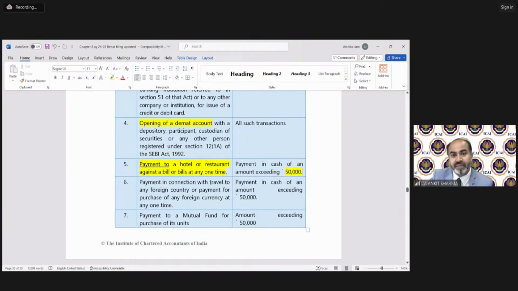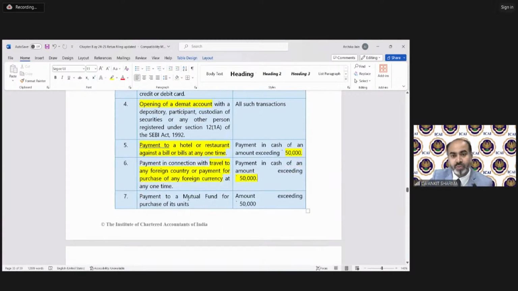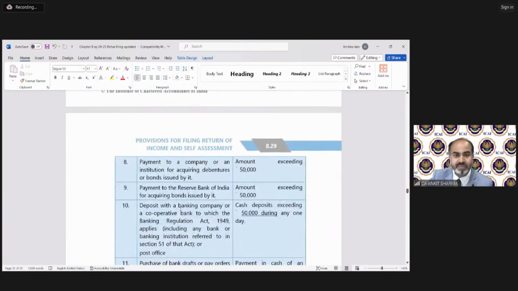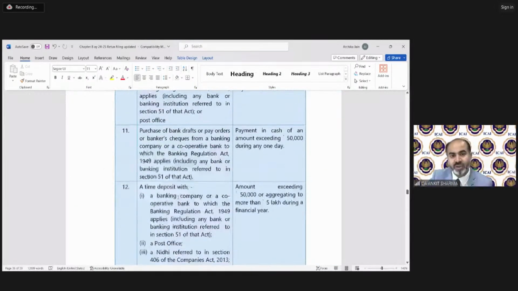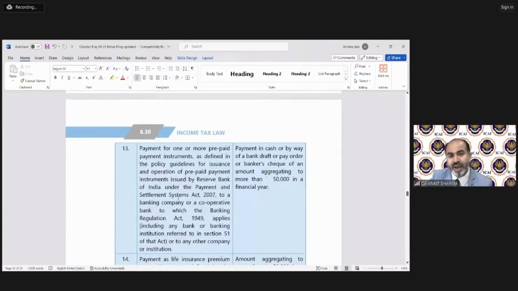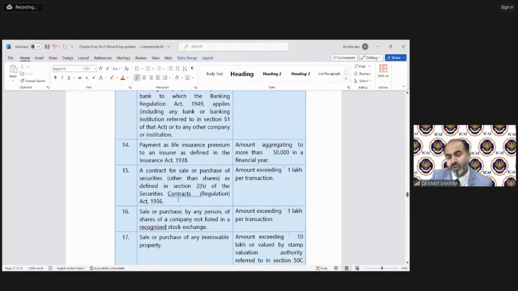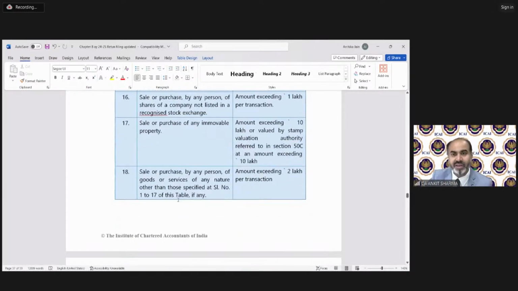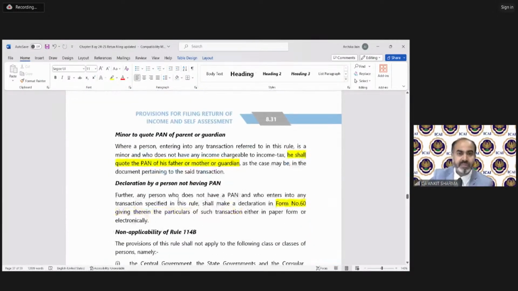Payment in connection with travel to any foreign country on which expenditure exceeds 50,000. So you have to remember the transaction and the amount limit also. That can be asked in the examination. Mutual fund investment exceeding 50,000, etc. Then 8, 9, 10, 11, 12. There are certain transactions for which you have to submit your PAN number. You just need to read these transactions and the limits. You have to learn that.